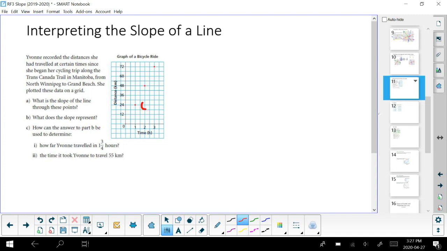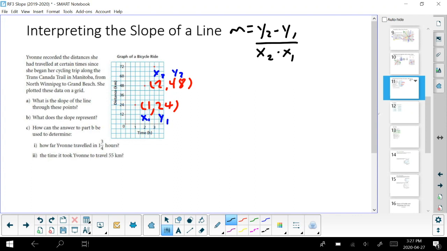So we know that this first point here is (1, 24). And the second point here is (2, 48). I can label this as my x1, y1, and then my x2, y2. I'm going to use my slope formula to help us out here. m is equal to y2 minus y1 over x2 minus x1. I'm going to plug in all of my known values. So m is equal to 48 minus 24 divided by 2 minus 1. So in this case, I know that m, or our slope, is equal to 24 over 1.